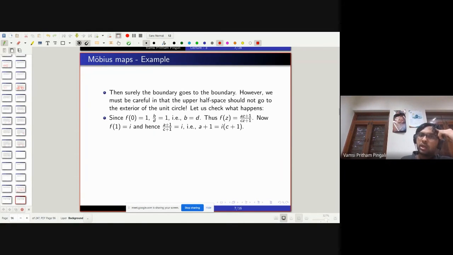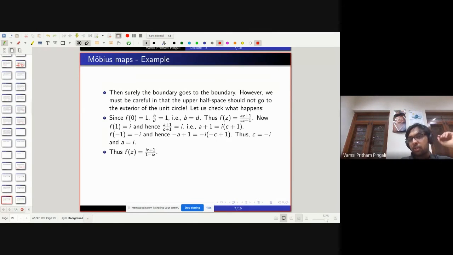Now f of 1 is i, therefore a plus 1 by c plus 1 is i. That means a plus 1 is i times c plus 1. Likewise, f of minus 1 is minus i. So minus a plus 1 divided by minus c plus 1 is minus i. So you can just solve these two simultaneous equations. If, for instance, you subtract out, you'll see that 2a equals 2i. So a is i, and likewise c is minus i. So in other words, the bottom line is f of z equals iz plus 1 divided by 1 minus iz. I claim this does the job.